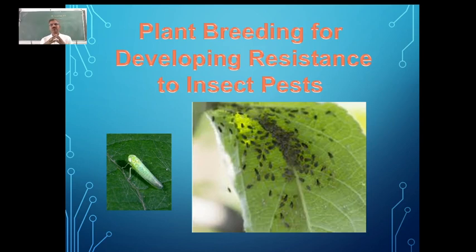We have so many insect pests, especially from the insects, that is phylum Arthropoda, which are causing severe damage to the productivity in the entire world. It is said that almost 25 to 30% of the crop losses in the world is because of the insect pests. So let us see how plant breeding can be used for developing resistance to these insect pests.